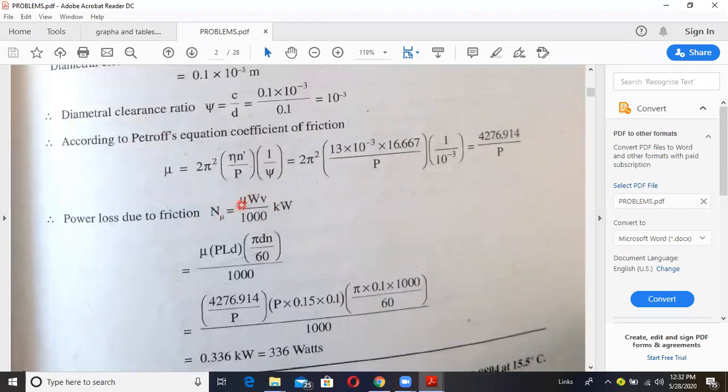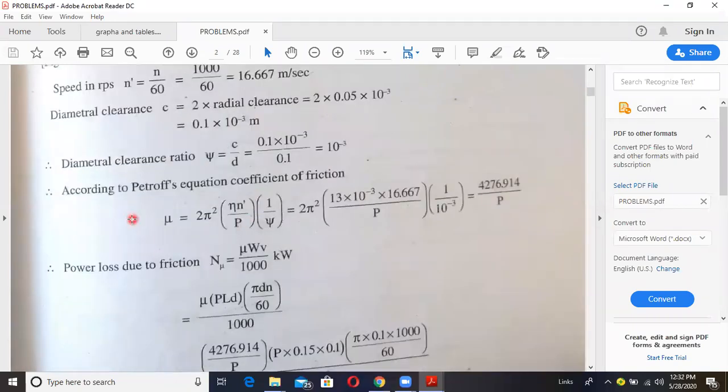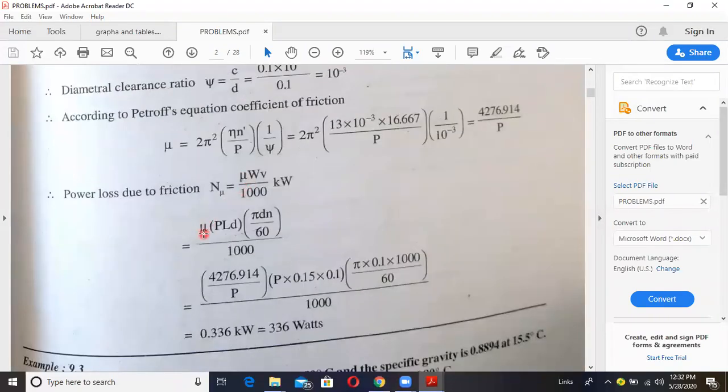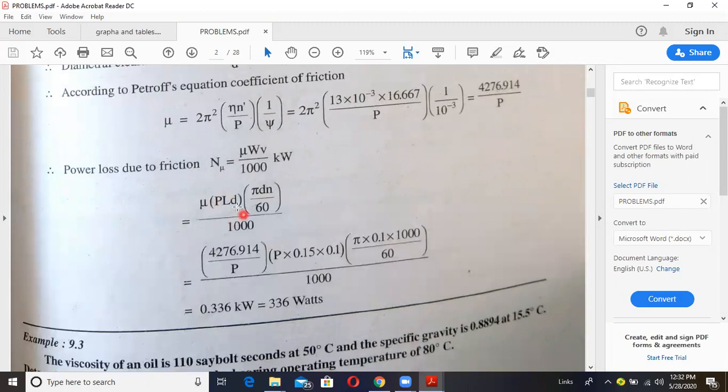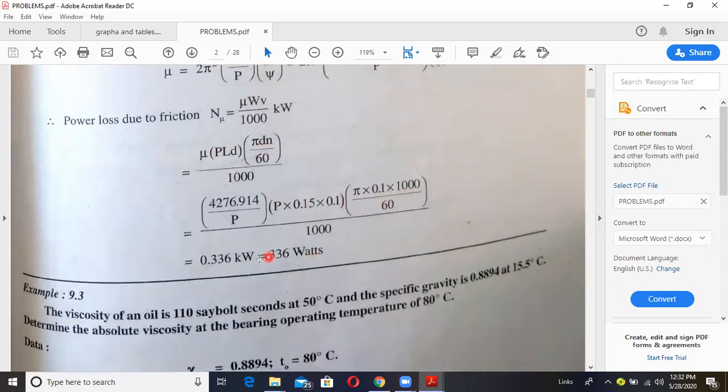In this, the unknown is mu. That's why we have calculated mu. In this mu, the unknowns are eta, N dash, xi. So we have calculated eta, N dash and xi previously. Once we have calculated mu, substitute mu here, then substitute W. We know that W is equal to P into L into D, since P is equal to W by L into D, cross multiply and we get P into L into D. And velocity is equal to pi D N divided by 60. So substitute mu, P, L, D, pi D N, everything. Then we will get power loss 0.366 kilowatts. Convert into watts, then we will get 336 watts.